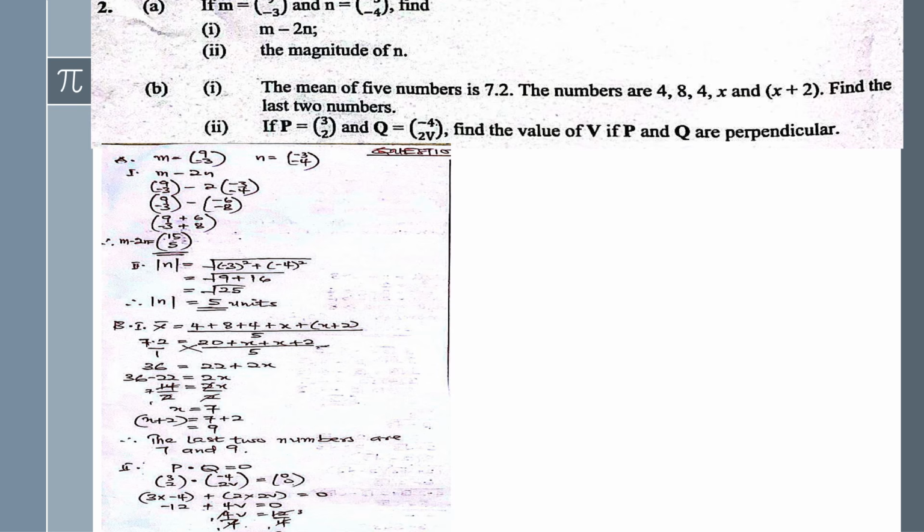But please pause the video, try your hands on it, compare with the answers, and that is how we do it, and then you be the best.